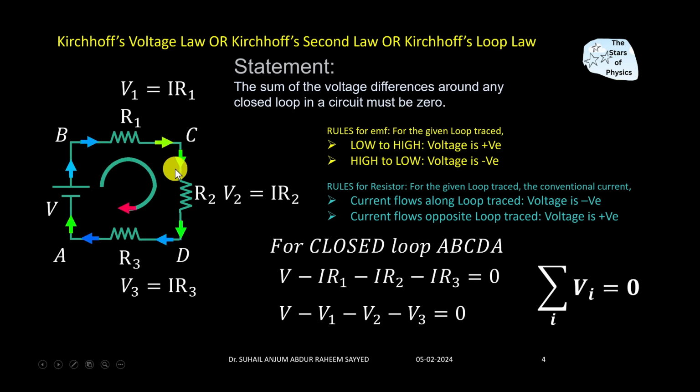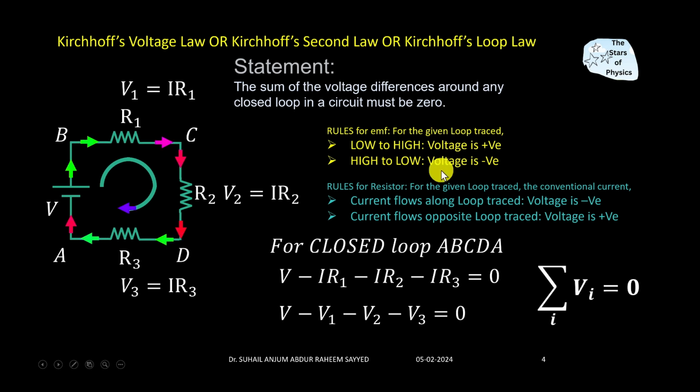What are the two rules for the battery? Now you can see that we have considered this as the loop. Along this loop we have traced it, that means along A, B, C, D and again A. If we trace the loop like this, then we have to follow these rules. For the battery, when the voltage goes from low to high, we consider that voltage as positive. And when the voltage goes from high to low, we consider that voltage as negative. So these two rules are for the battery.